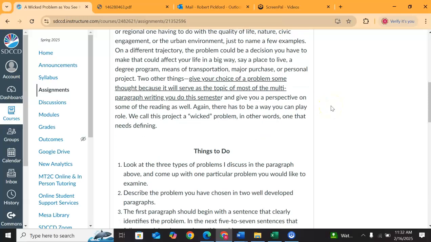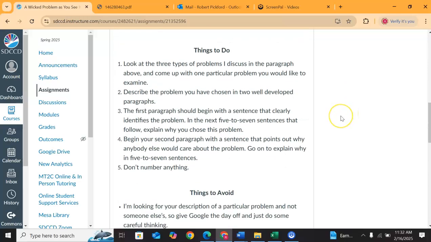And keep in mind that this is the problem that is going to drive your writing through the rest of the semester. And you're going to apply what Chevalier tells you to that writing. So that's the plan.